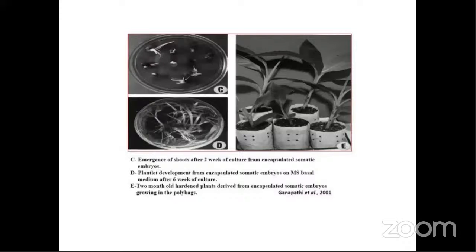This is the emergence of shoot after 2 weeks of culture from encapsulated somatic embryos. Plantlet development from encapsulated somatic embryos on MS basal medium after 6 weeks of culture. Two-month-old hardened plants derived from encapsulated somatic embryos growing in the polybags.